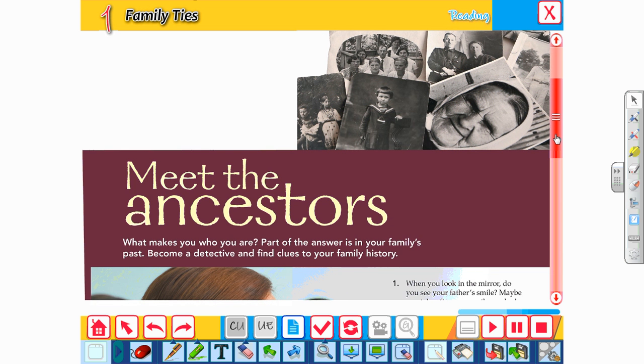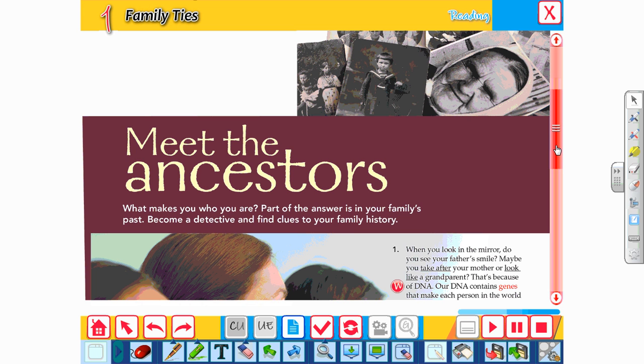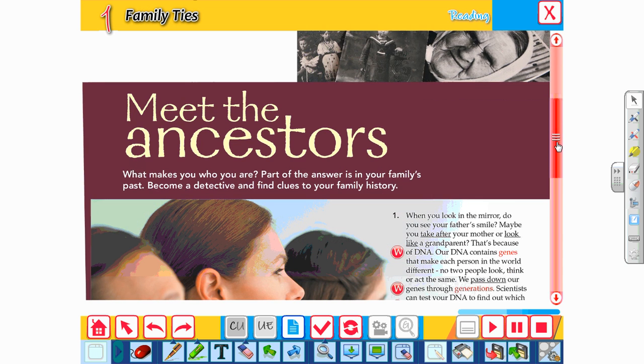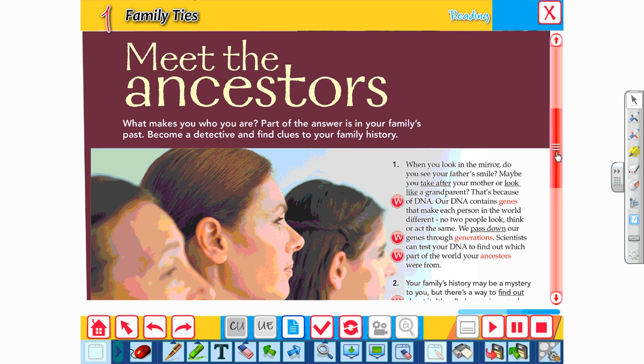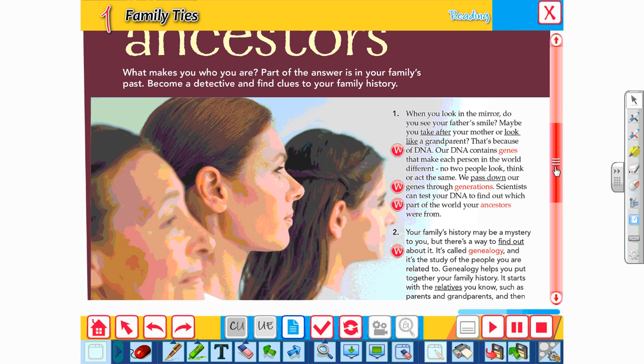Meet the ancestors. What makes you who you are? So this means that in this article, we're going to know why do we look like this? Why we have these specific characteristics? It's so interesting, yes? Part of the answer is in your family's past. Become a detective and find clues to your family history. It's so interesting, yes, that we're going to meet our ancestors. We're going to learn how we can just meet people who died a long time ago. Let's read the first part here.